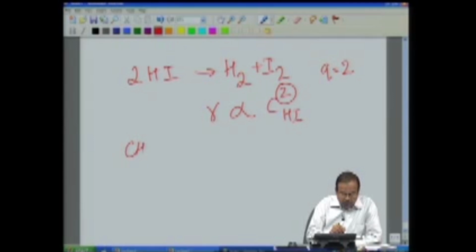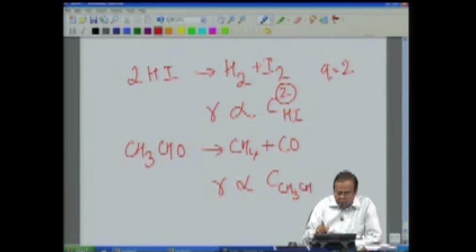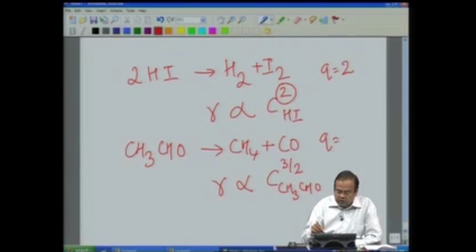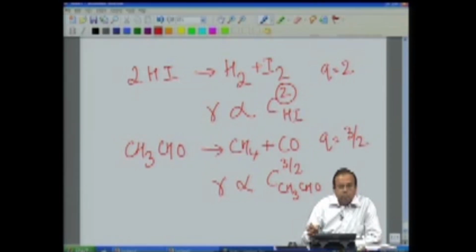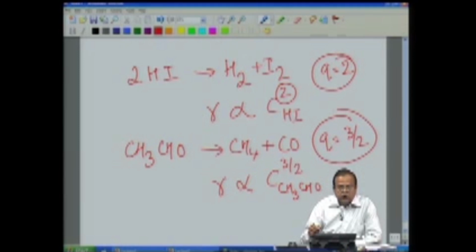Let us take another example, decomposition of acetaldehyde to give us methane and carbon monoxide. Now, it turns out the rate of this reaction is proportional to concentration of acetaldehyde raised to power 3 by 2. So, Q in this case is 3 by 2, or in other words, orders can be integers, they can be even fractions.